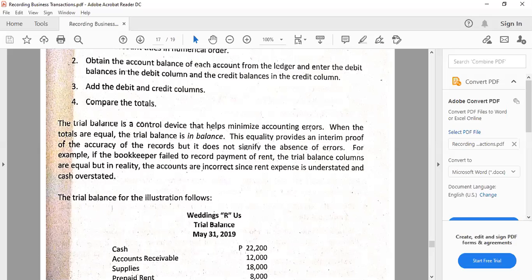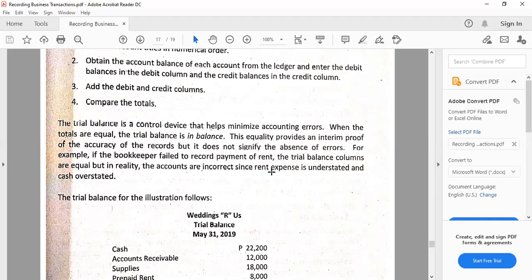However, even if we are balanced, it doesn't mean that we did not commit any errors. In fact, for example, if we fail to record a transaction entirely, this will still result in equal balances for the trial balance. Let's say there are 30 transactions that happened in the month, but we only recorded 29. For sure, we are going to get equal balances of both debit and credit in the preparation of the trial balance.